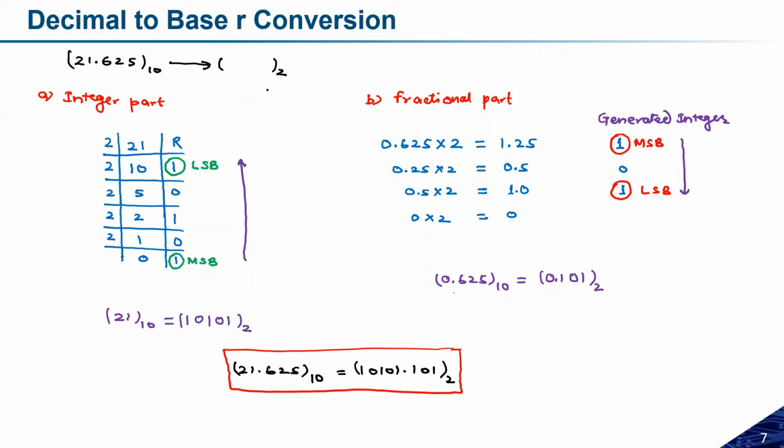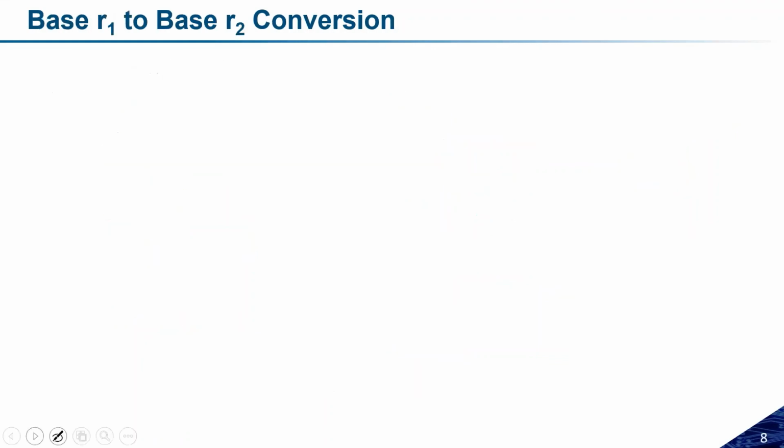The similar kind of concept will be applied if you are considering decimal to octal number system, or decimal to hexadecimal number system. You can do it at home, and the similar kind of procedure will be followed. Now let us talk about the third kind of conversion, which is base r1 to base r2 conversion. In this case, as I told you before, this kind of conversion we cannot do directly.